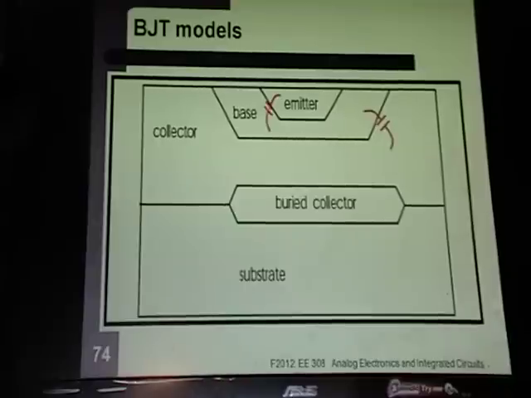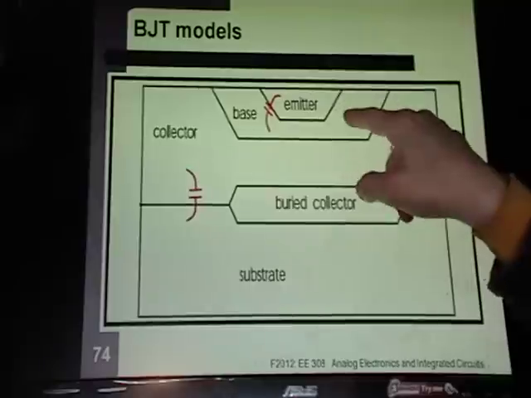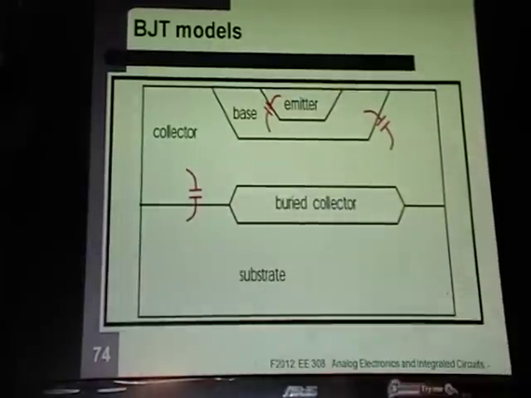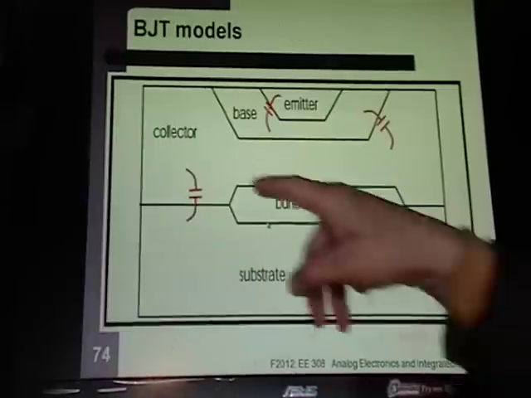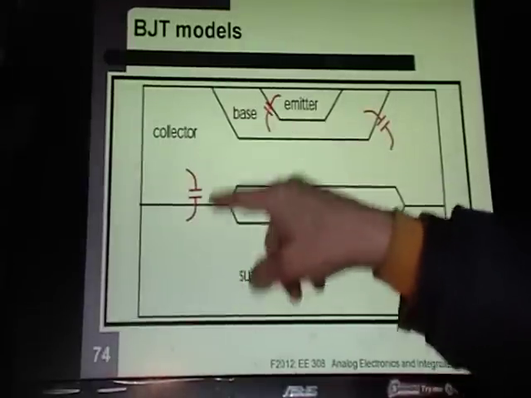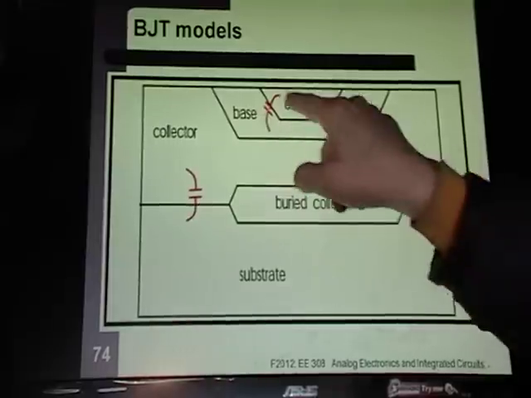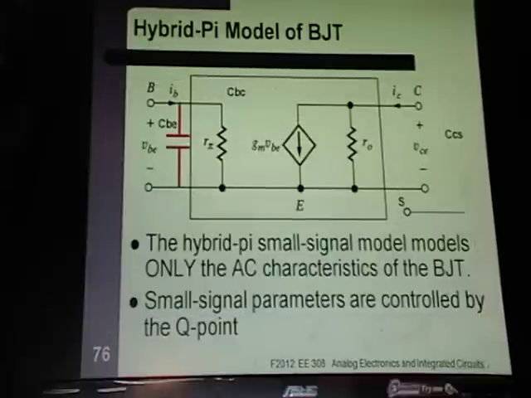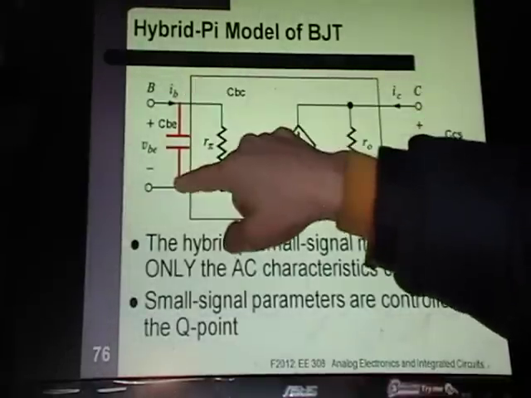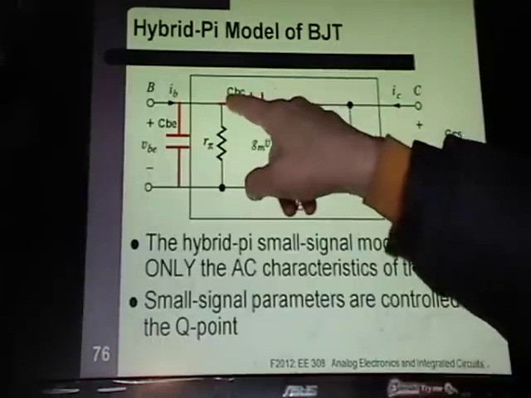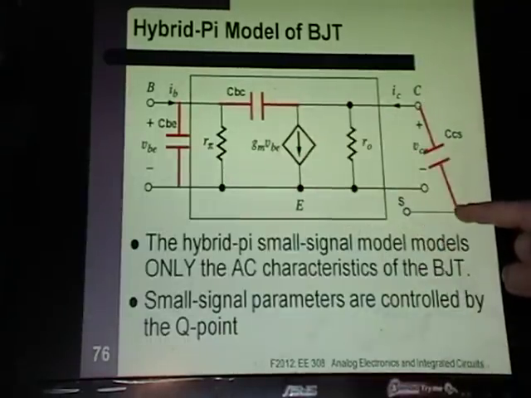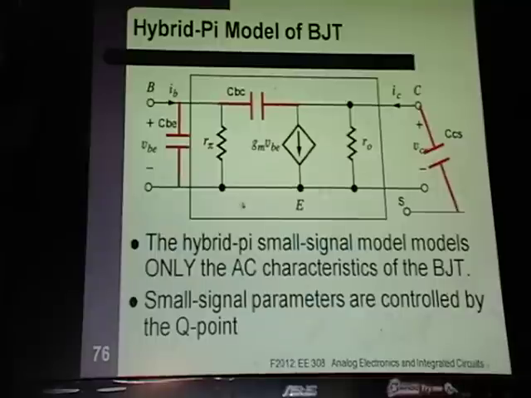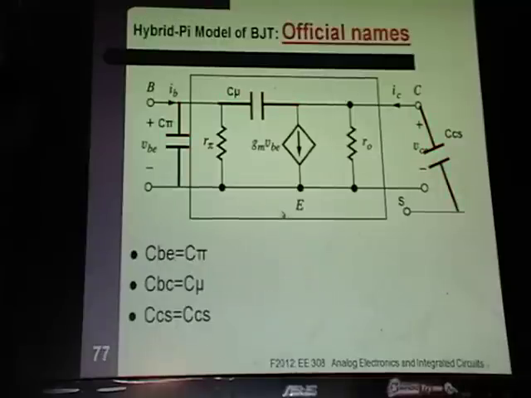And then for BJTs, we've got these capacitors between the emitter base and the base collector and the collector substrate. So that's where we are there. So we had our original model, and we know that we have these three new capacitances: collector substrate, base collector, and base emitter. So now I need to add that to there. Here's our base emitter capacitance. Here's our base collector capacitance. And then you also have this collector substrate capacitance. Okay. And that's our new model for mid-frequencies.